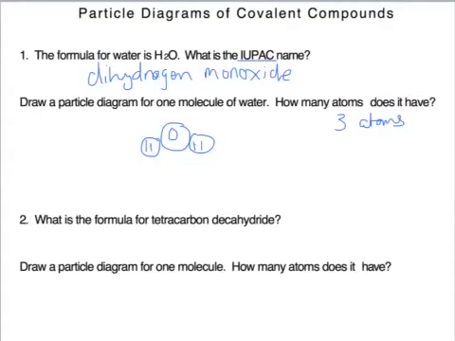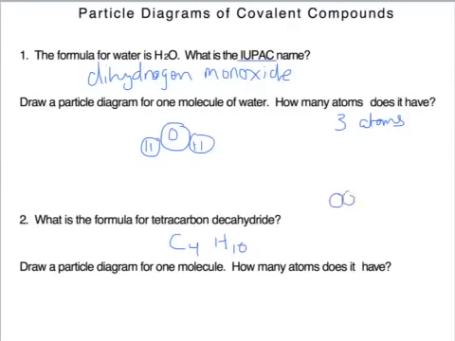Let's try tetracarbon decahydride. So the formula for it, carbon is C, hydride would be hydrogen, and tetra means 4, so C4, deca means 10, so C4H10. We want to draw a particle diagram for it. I'm going to do it right here because I don't have very much room.